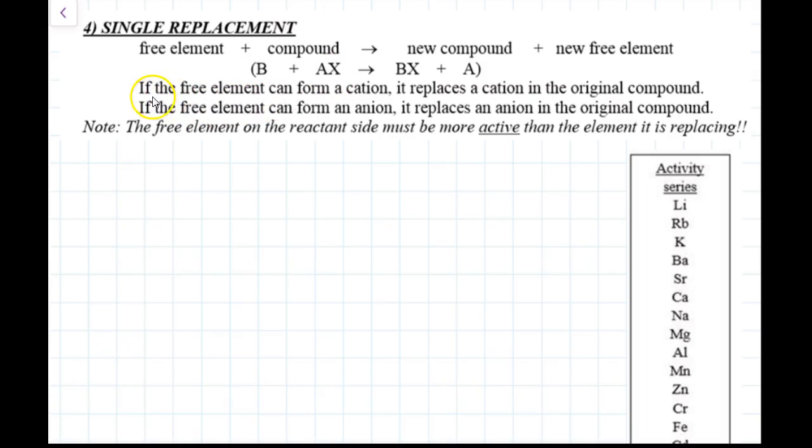So if you look at the next two sentences, it says if the free element can form a cation, and if you remember, metals form positive ions or cations. If that's the case, if B is a metal, it's going to replace the metal or the cation in the compound, which is always going to be the first one. If this is a nonmetal, it's going to try to replace the second thing, which is going to be another nonmetal. So let's take a look at what an example would look like.